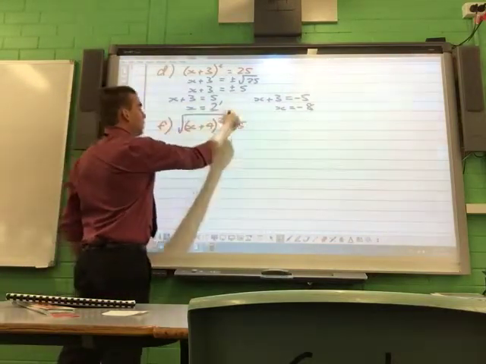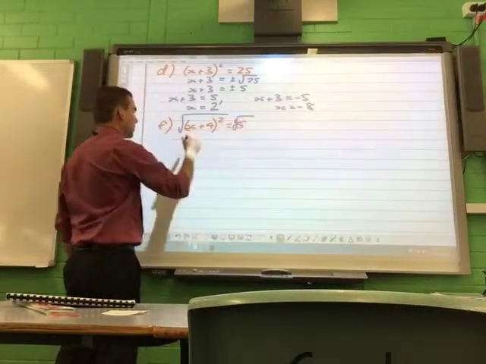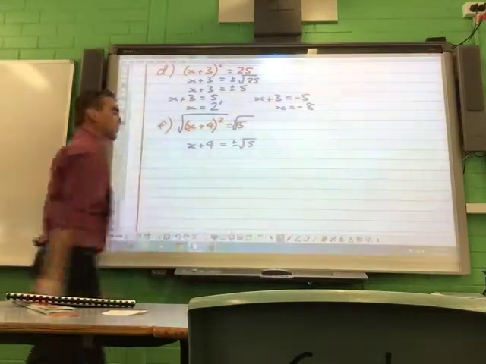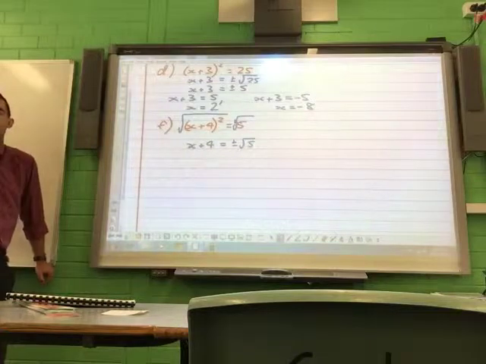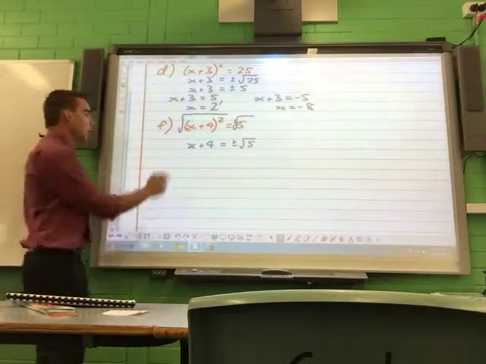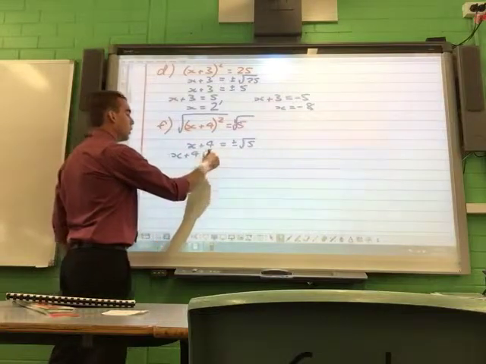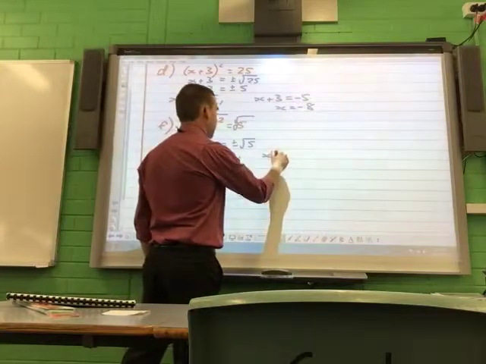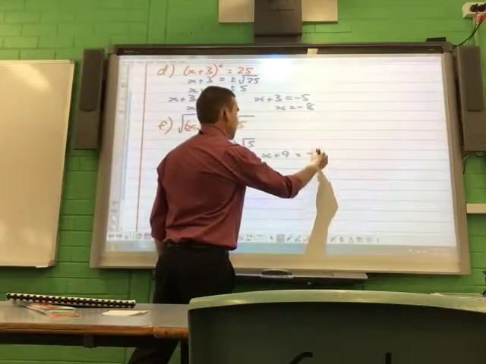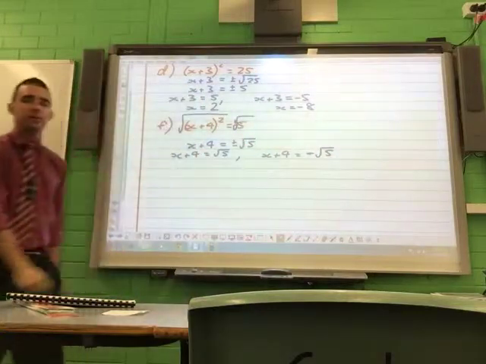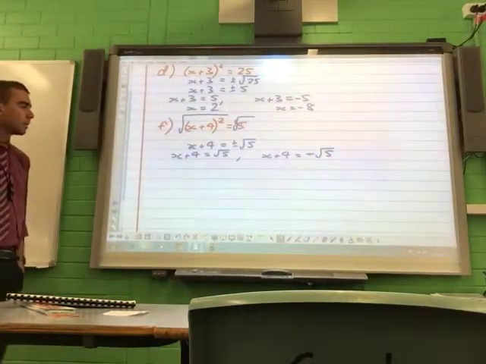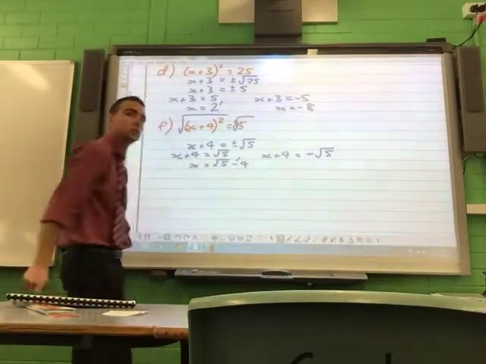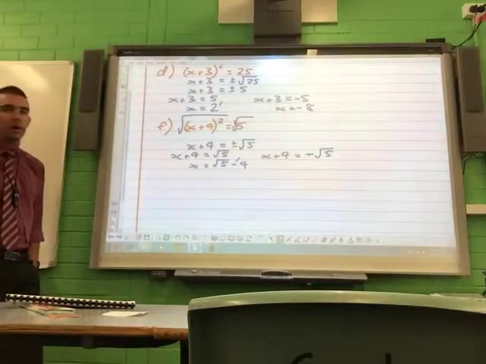Right, so if you take the square root of both sides, plus or minus this side, x plus 4 is going to be plus or minus root 5. I cannot simplify that any further. So that means x plus 4 is equal to the positive component, which is root 5, and x plus 4 also equals the negative component, negative root 5. So x is going to be root 5 take away 4. That cannot be simplified any further.